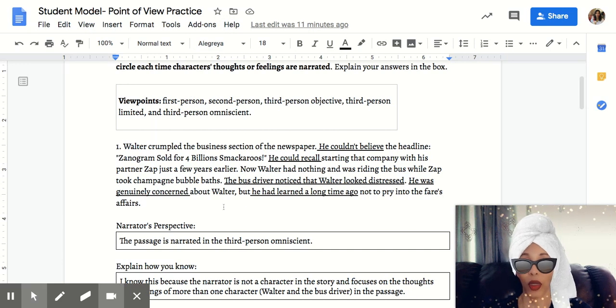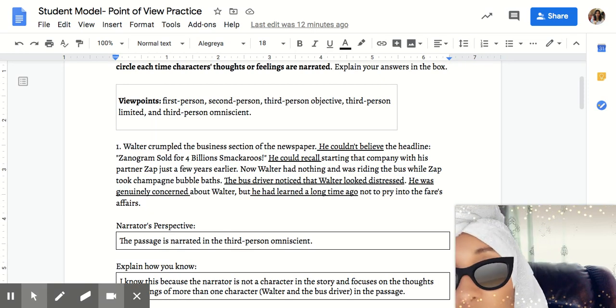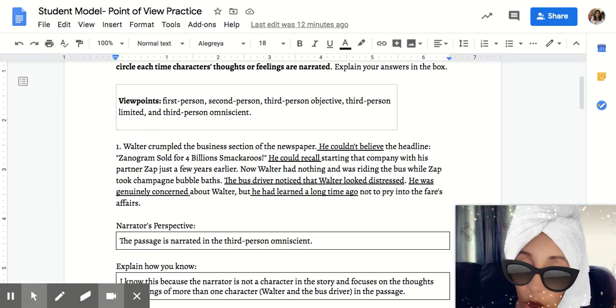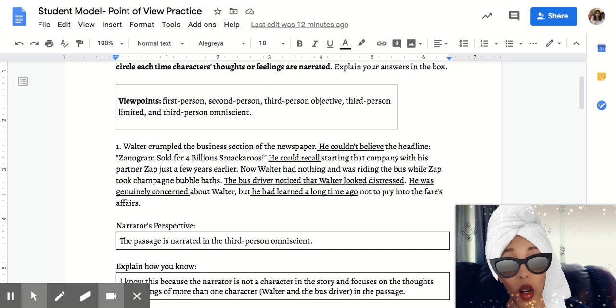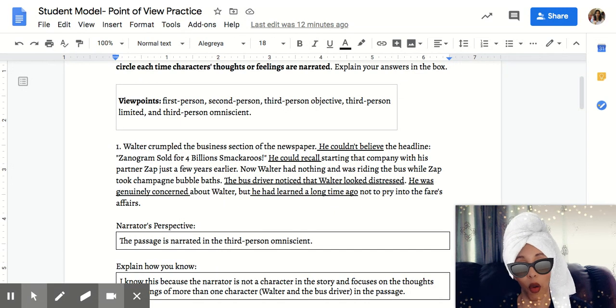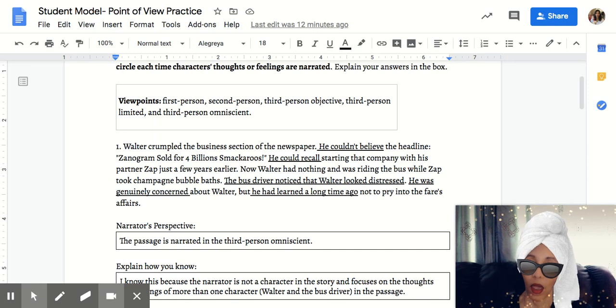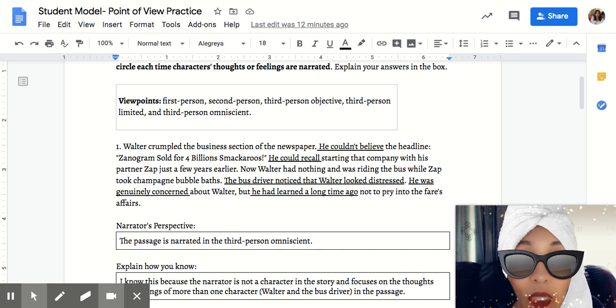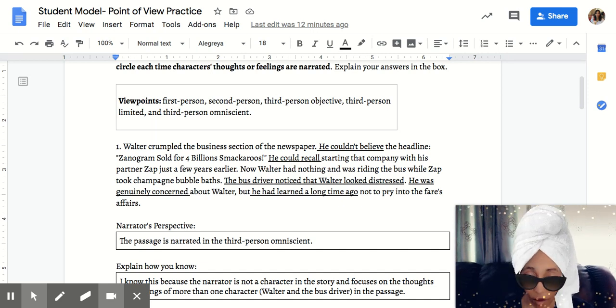Walter crumpled the business section of the newspaper. He couldn't believe the headline. Xanogram sold for $4 billion, smackaroos. He could recall starting the company with his partner Zap just a few weeks earlier. Now, Walter had nothing and was riding the bus while Zap took champagne bubble baths. The bus driver noticed that Walter looked distressed. He was genuinely concerned about Walter, but he had learned a long time ago not to pry into the fare's affairs.